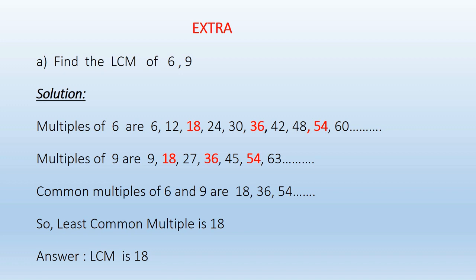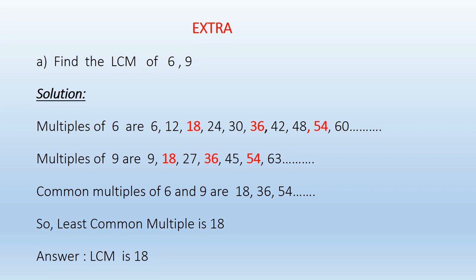Now extra. Find the LCM of 6 and 9. In this math, I am using the multiple method. Here at first I am finding the multiples of 6. Multiples of 6 are 6, 12, 18, 24, 30, 36, 42, 48, 54, 60. There is more. Multiples of 9 are 9, 18, 27, 36, 45, 54, 63, and so on, infinite.